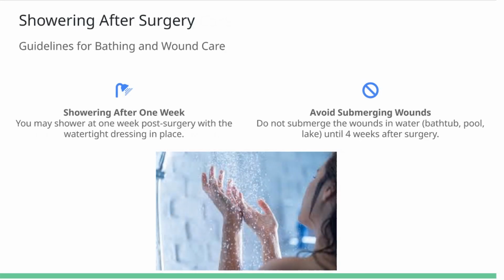1 week after your knee replacement surgery, you are allowed to shower, but it is essential to keep the watertight dressing in place to protect your incision from water exposure. However, it's crucial to avoid submerging your surgical wounds in water for at least 4 weeks after surgery. This includes baths, swimming pools, and hot tubs. Submerging your wound could increase the risk of infection and delay healing.